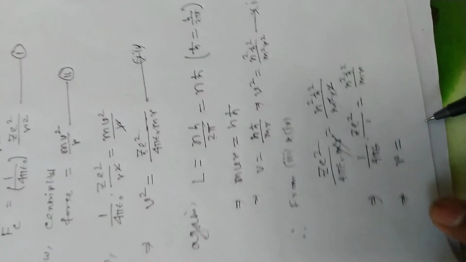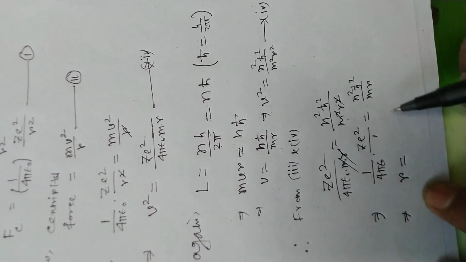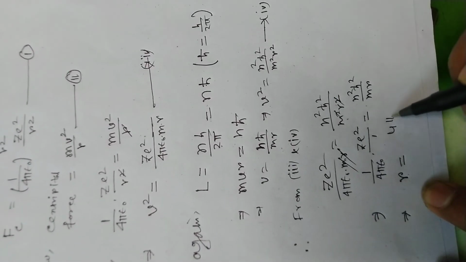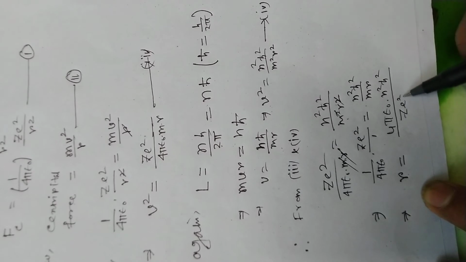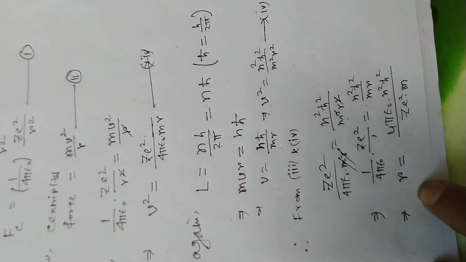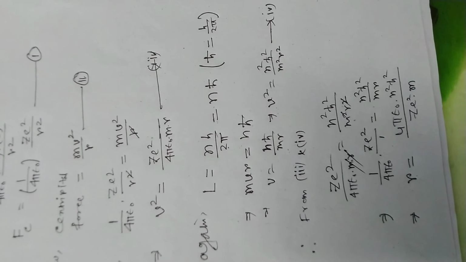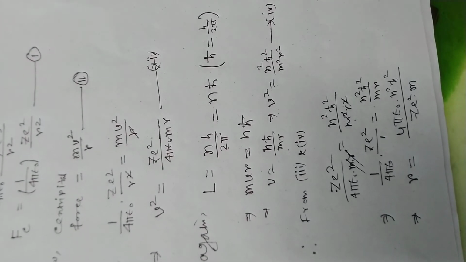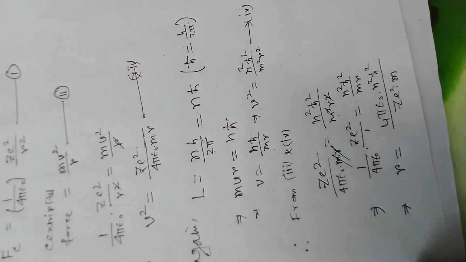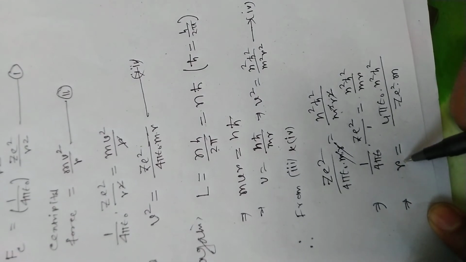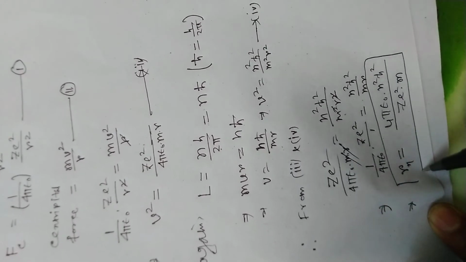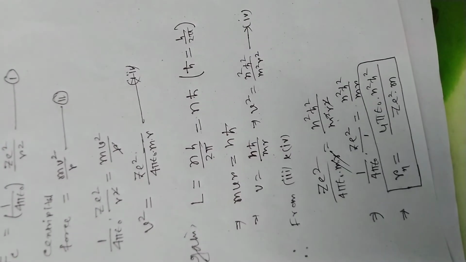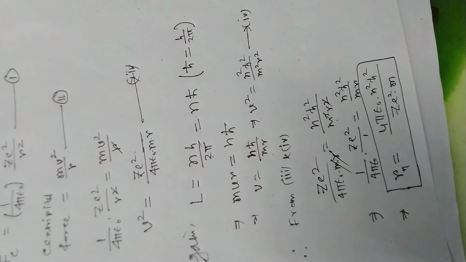So what should be the expression of r? So r should be simply 4 pi epsilon naught n square h cut square by z square into m. So this is the radius expression of nth orbital electron, the nth Bohr orbit. So this is the expression of nth Bohr orbit radius.